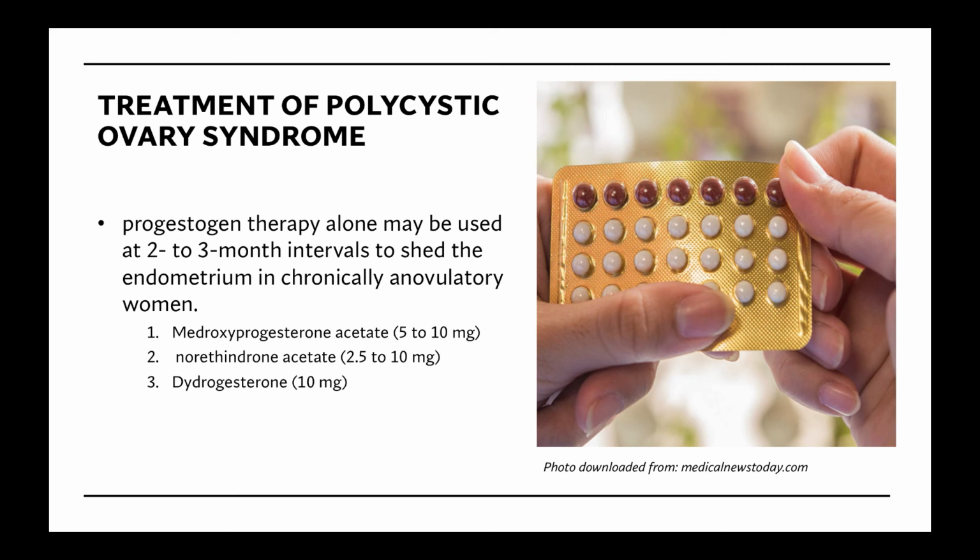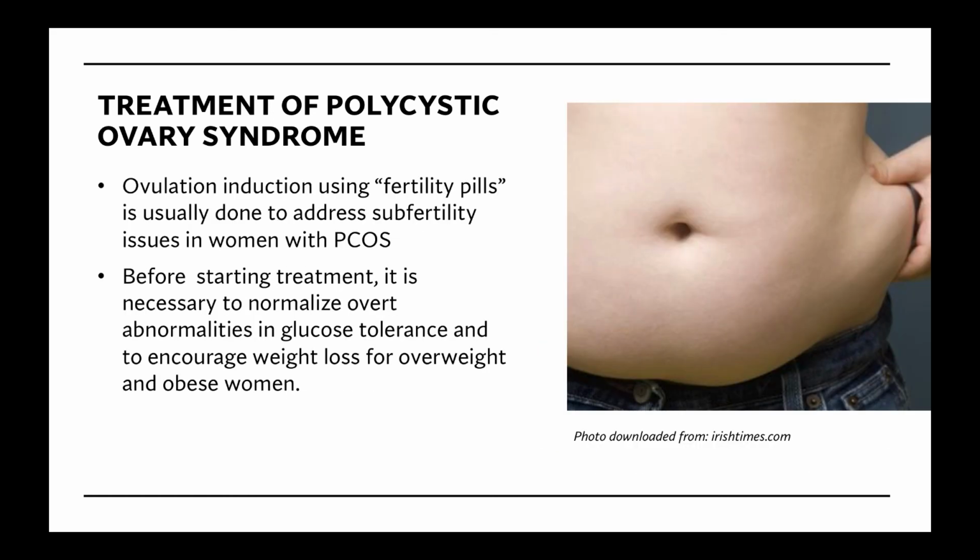Progestogen therapy alone may be used at 2 to 3 month intervals to shed the endometrium in chronically anovulatory women. An example of progestogen therapy may be in the form of medroxyprogesterone acetate, norethindrone acetate, or dydrogesterone.